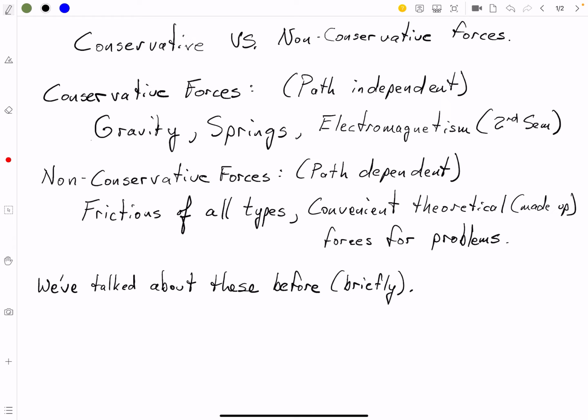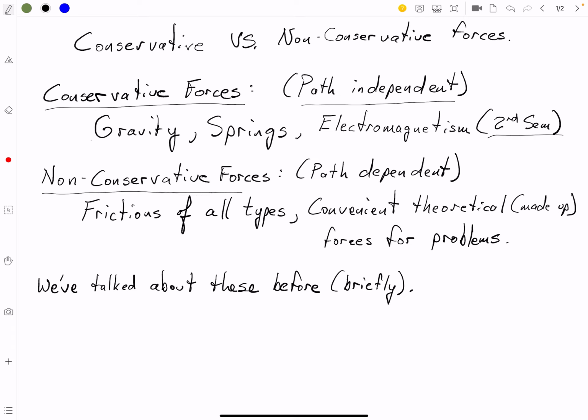So the last thing we need to talk about is conservative versus non-conservative forces. Conservative forces: gravity, springs, electromagnetism, of course, that's going to be in the second semester. These are path independent forces. We'll talk about that in a second. We'll look at some examples.